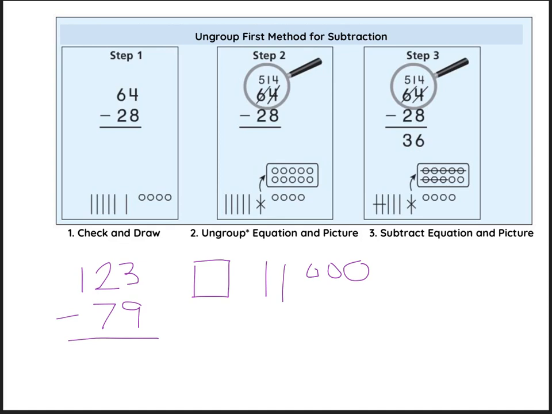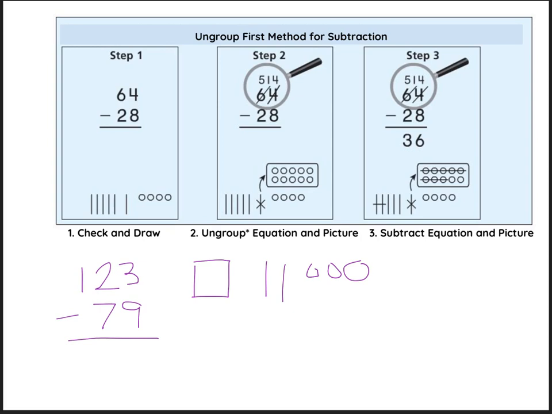Now I can look and see how many ones I have and if I have enough to subtract the 9 ones. Well, I only have 3 ones and I need to subtract 9 ones, so I know I don't have enough ones to subtract. I can also look at my tens picture. I have 2 tens, but my equation says I need to subtract 7 tens, which means I also need to ungroup my 100 to make more tens.